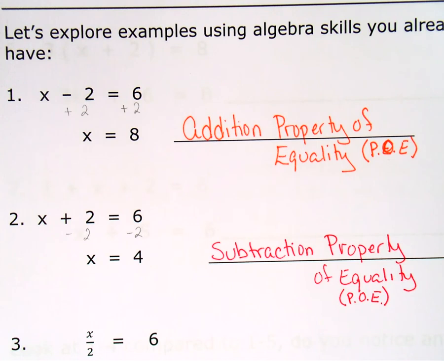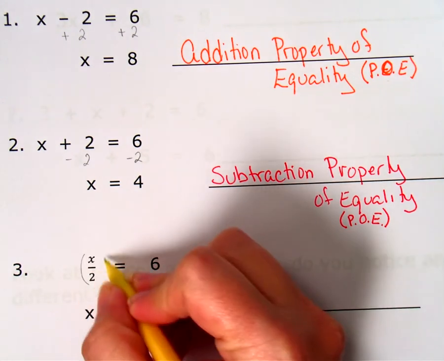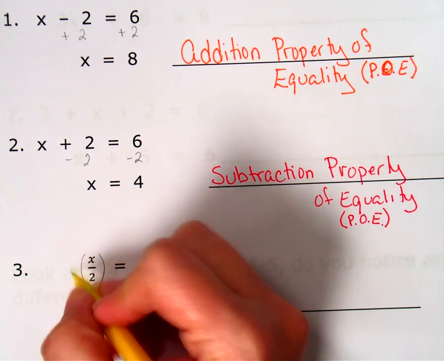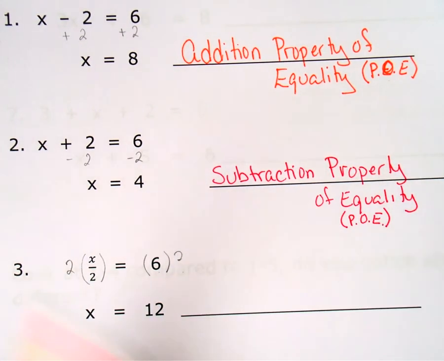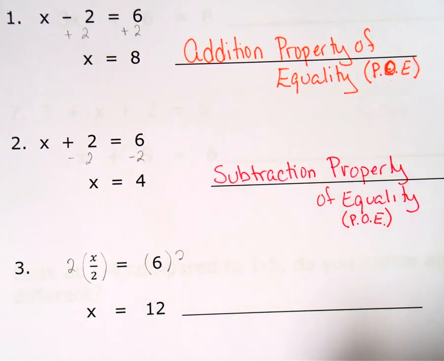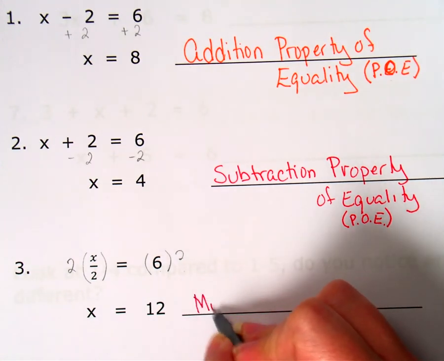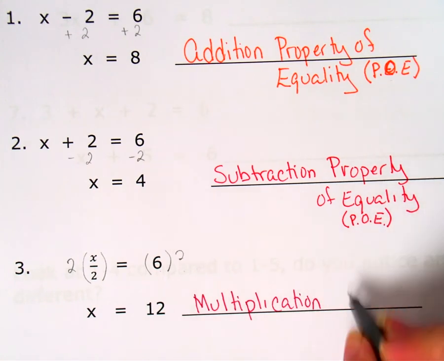When I look at number 3, I have x over 2 equals 6. When I see that fraction, x over 2, that means I'm dividing. So it's x divided by 2 equals 6. To get from there to x equals 12, what I really did is I multiplied both sides by 2, so that on this side my 2's would cancel out, and on this side I've got 6 times 2, which is 12. So we multiplied by 2 on both sides, so that is the multiplication property of equality.